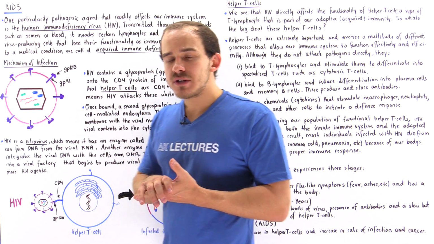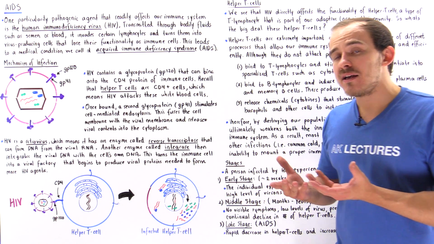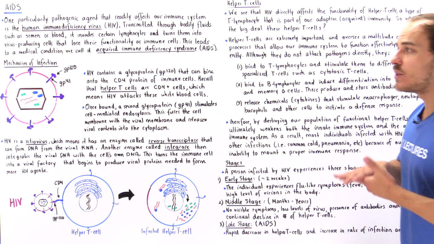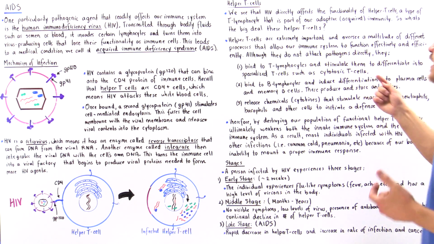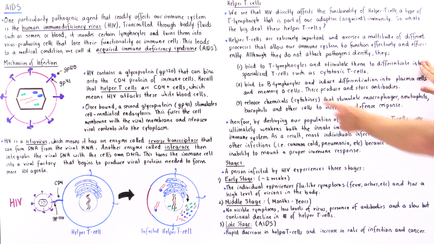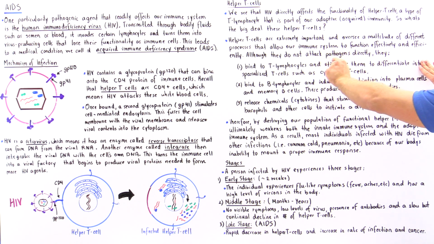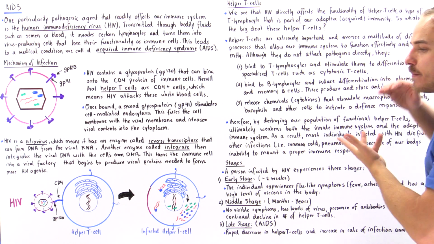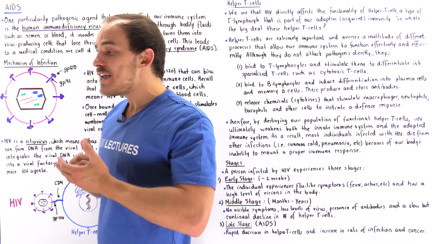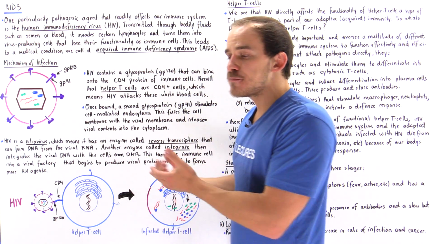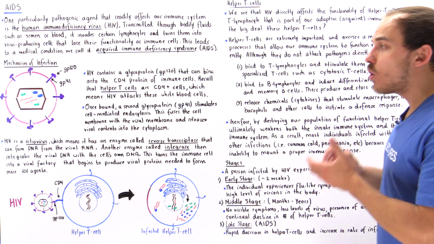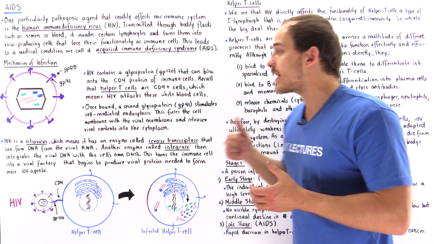Well, it turns out that helper T cells are the cells that oversee all the different types of processes that take place inside our immune system. And they essentially allow that immune system to function effectively and efficiently. Although they do not attack pathogens directly, they bind onto T lymphocytes and induce the differentiation of these T lymphocytes into other specialized white blood cells, such as cytotoxic T cells, that are important in fighting off infections and infected cells.